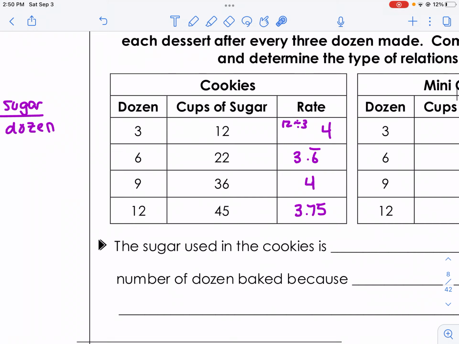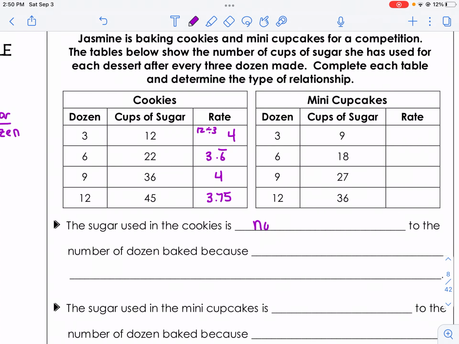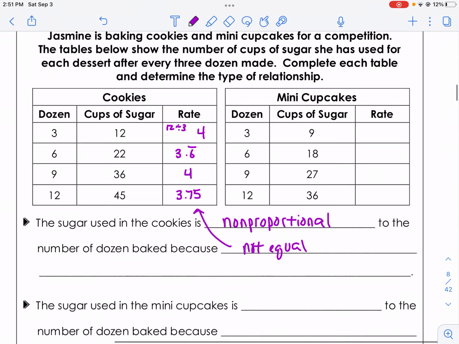Does this look even? No, I mean, these two look even. She used 4 cups of sugar per dozen, but then she got it wrong here. So these batches are going to be less sweet than the other ones. So the sugar is non-proportional. They don't match. And the reason is the numbers are not all equal. I'm not going to fill in a whole sentence there. But basically, because the rate of the sugar is not equal, we can see it down below, or up above, I should say. Those are not equal. Well, let's write down a kind of a cheat answer there versus writing the whole sentence.